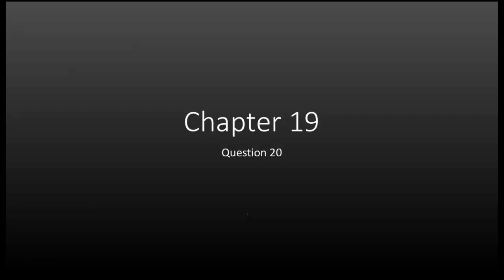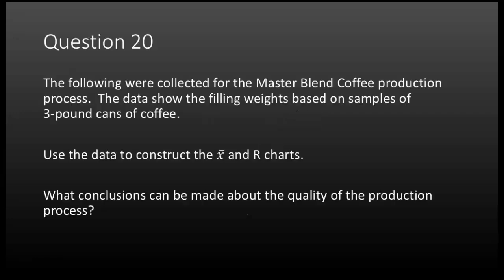Let's work on question number 20 from chapter 19. So the question says, the following were collected for the master blend coffee production process. The data show the filling weights based on samples of 3-pound cans of coffee. Use the data to construct the X bar and R charts. And then what conclusions can be made about the quality of the production process?